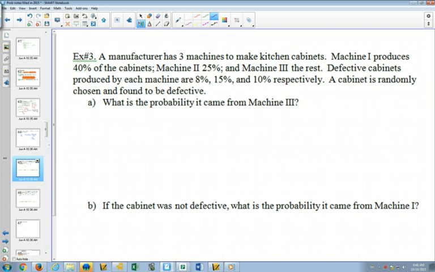So now those first ones we could see how the sample space is reduced. Sometimes we're given percentages and it's not easy to tell how the sample space would be reduced. So here's a manufacturer that has 3 different machines that makes cabinets. Unfortunately, the machines aren't that great, and they make defective cabinets quite often: 8% of the time, 15% of the time, and 10% of the time. Because machine 1 is the least defective, it makes 40% of the cabinets. And then 25%, and then the rest would be 35%.